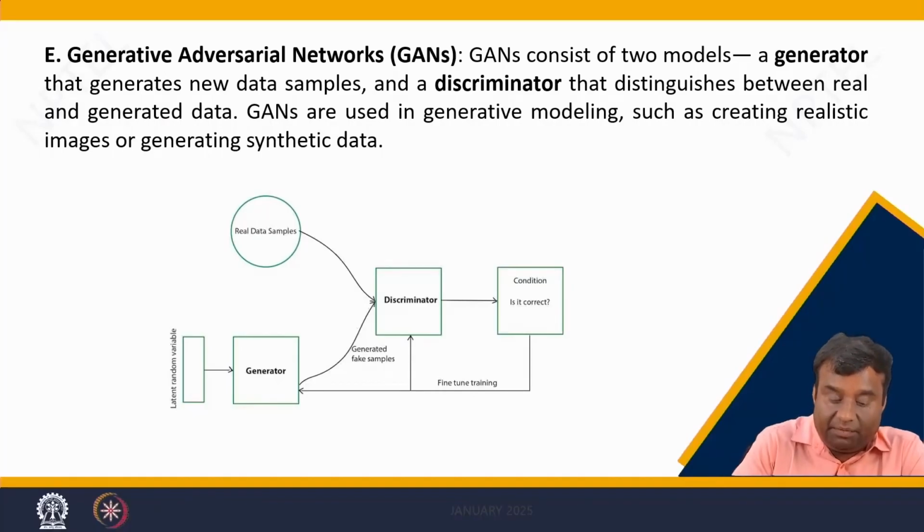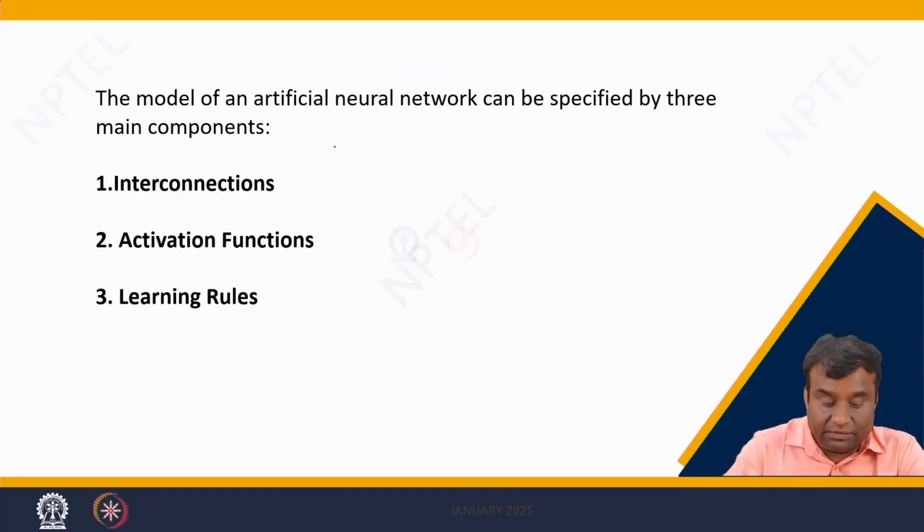Next one is generative adversarial networks, GANs. GANs consist of two models: a generator that generates new data samples and a discriminator that distinguishes between real and generated data. GANs are used in generative modeling such as creating realistic images or generating synthetic data.